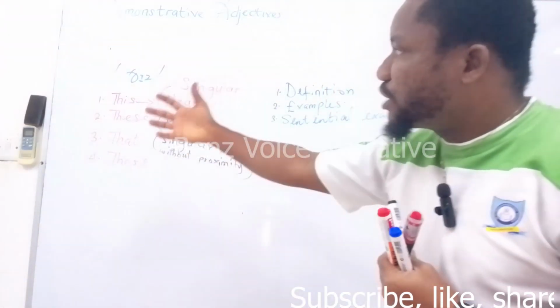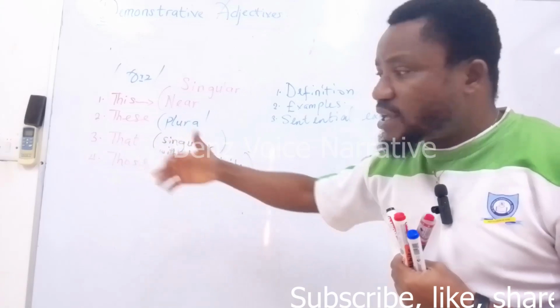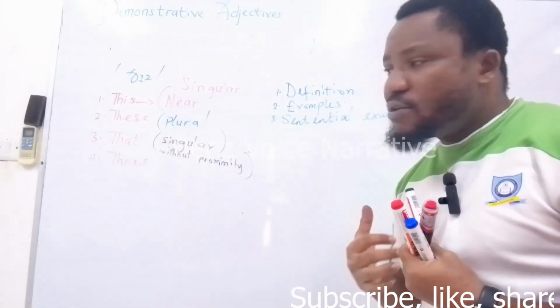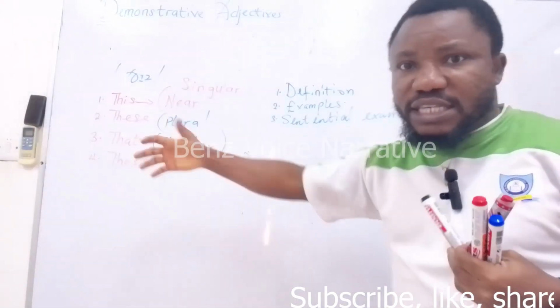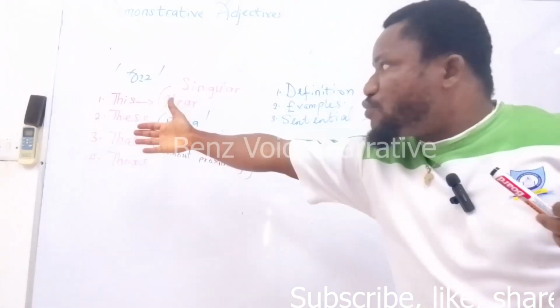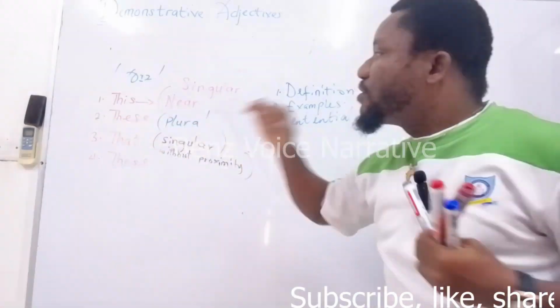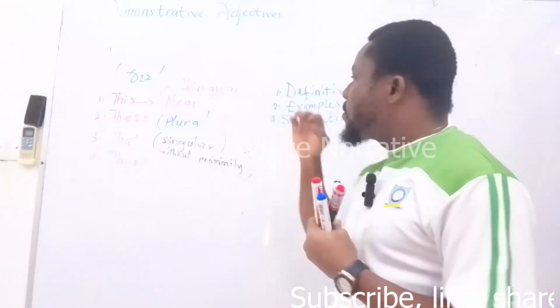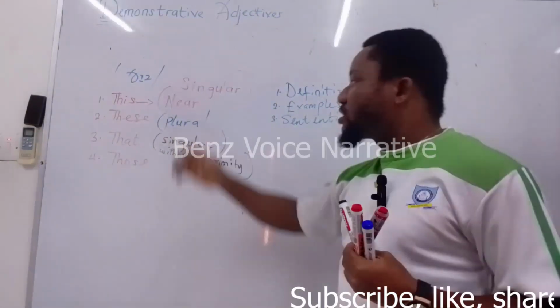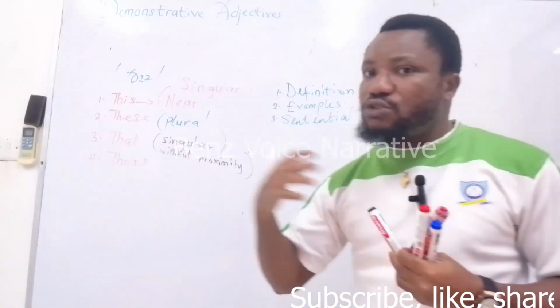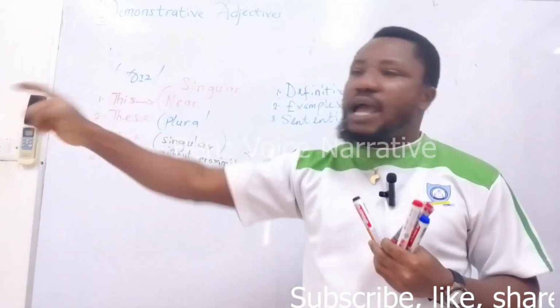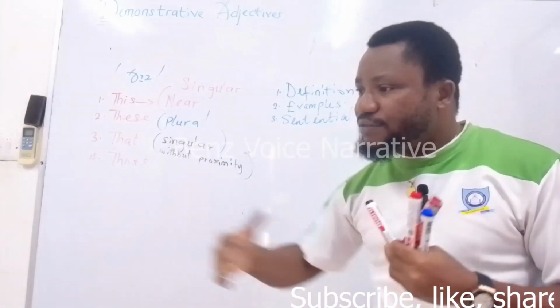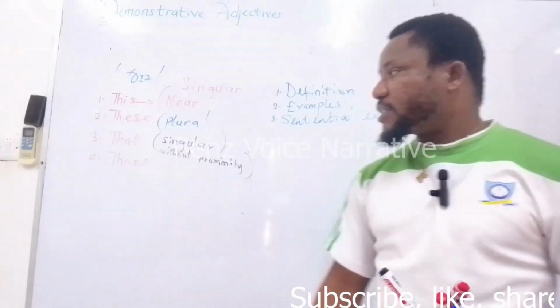Now, if you want to point or address an object that is distant from you, that is outside of your proximity, without your reach, then you use that, especially when you're talking about one item. So that is a singular demonstrative adjective that helps to point to a noun that is far away from the person speaking.